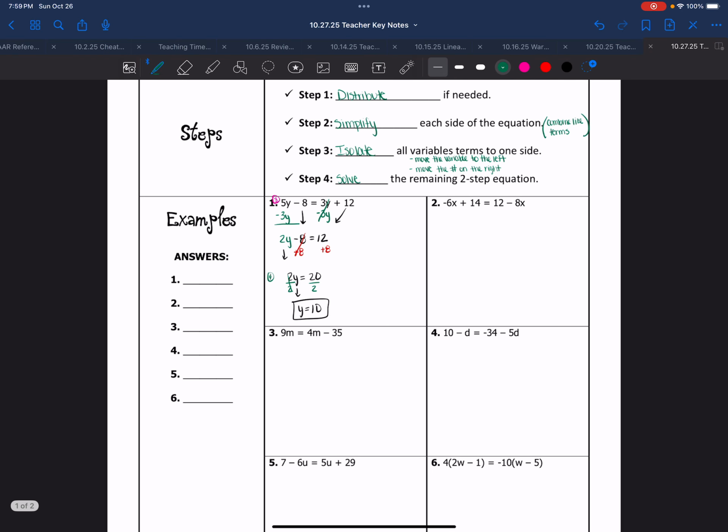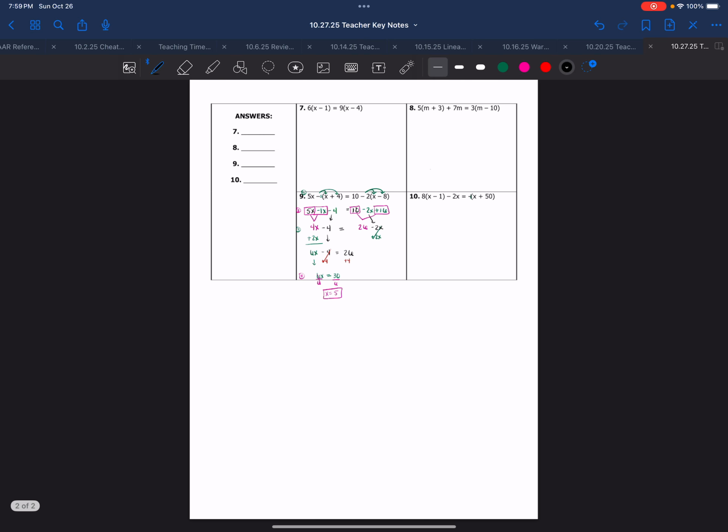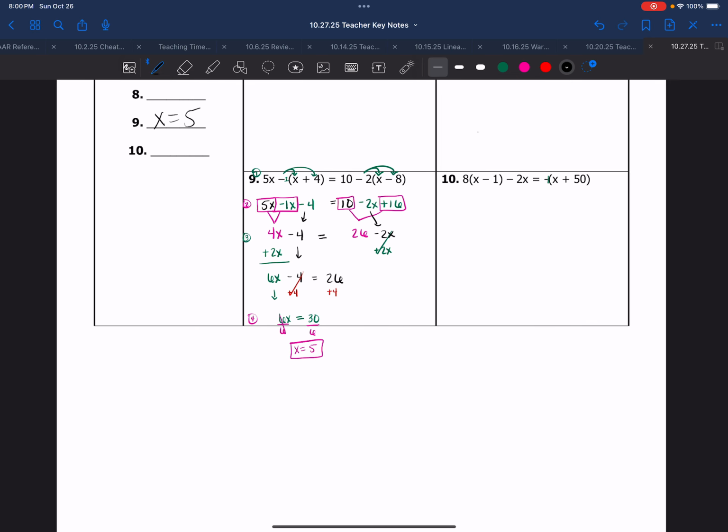And again, please make sure that if you don't finish this today in class, it is due tomorrow whenever you enter class. For number 1, you would put y equals 10 because we solved that together. And for number 9, you would put, back here, x equals 5. Please make sure you're doing that as well. And yes, you do have to show all your steps or you don't receive credit.